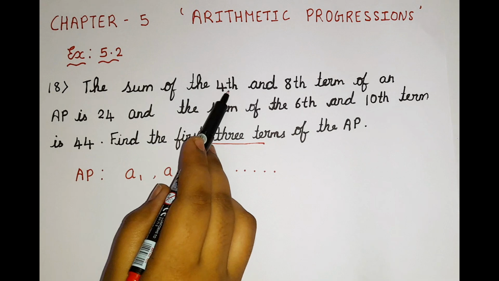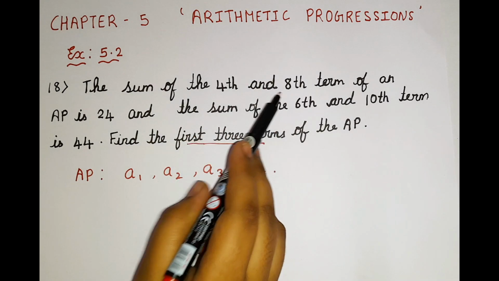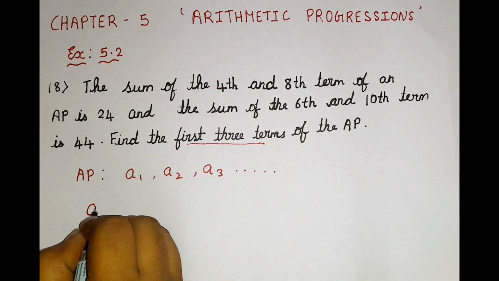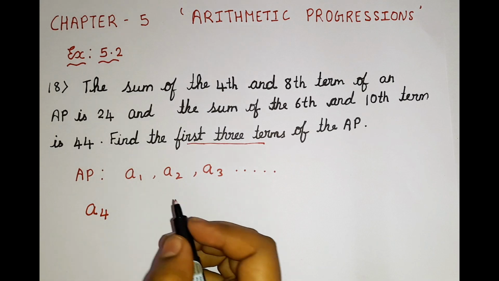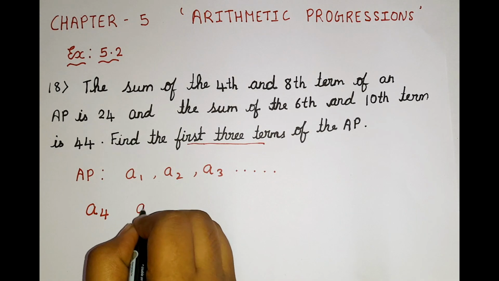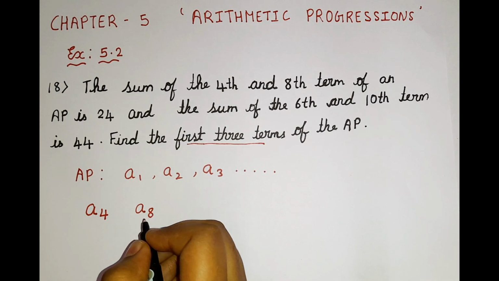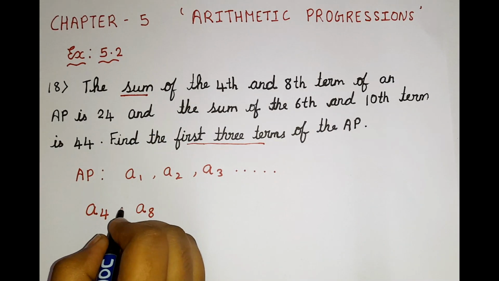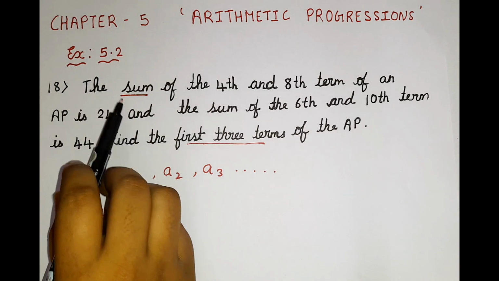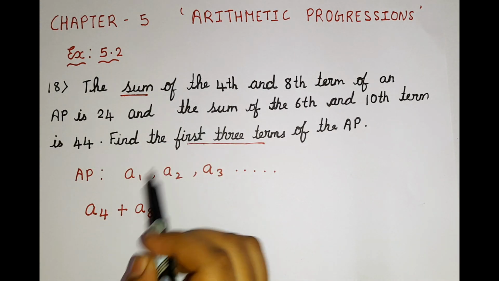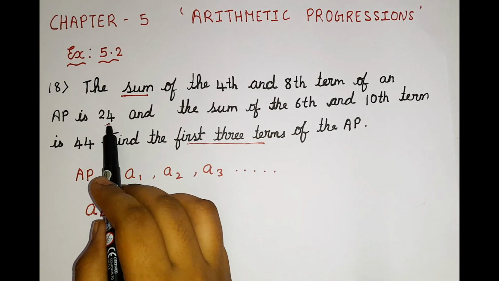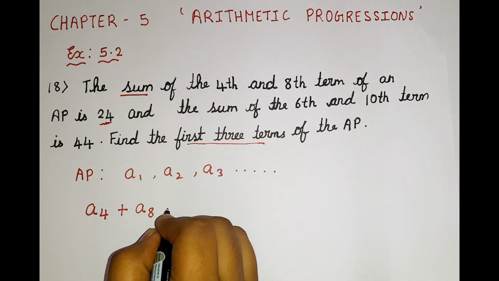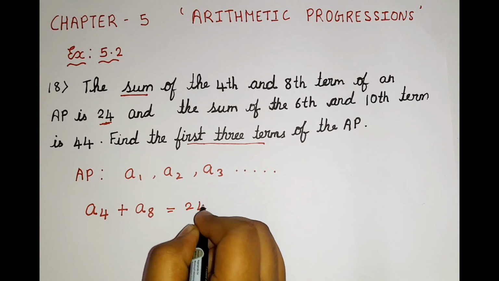The sum of the 4th and 8th term. So the 4th term I can write as A4 and the 8th term I can write as A8. They mentioned sum, isn't it? Sum means we are supposed to add them. So the sum of these both terms of an AP is 24, so A4 plus A8 is equal to 24.